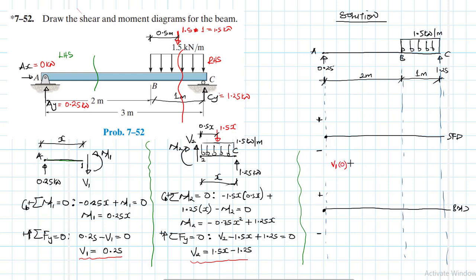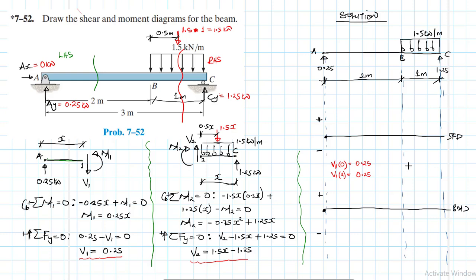When x is equal to 0, V1 still remains just a constant value, which is 0.25. And then when x is equal to 2, since the interval AB is 2 meters from A moving to B, just to the left of B, V1 of 2 is going to be equal to, again, 0.25. This is a constant value.